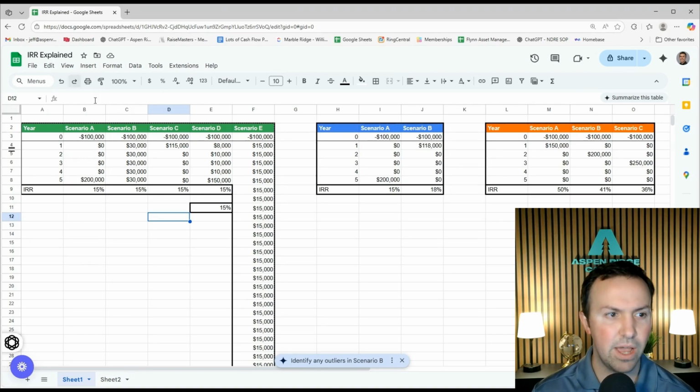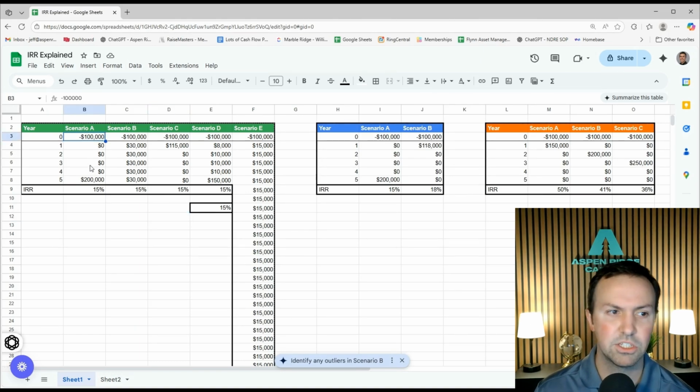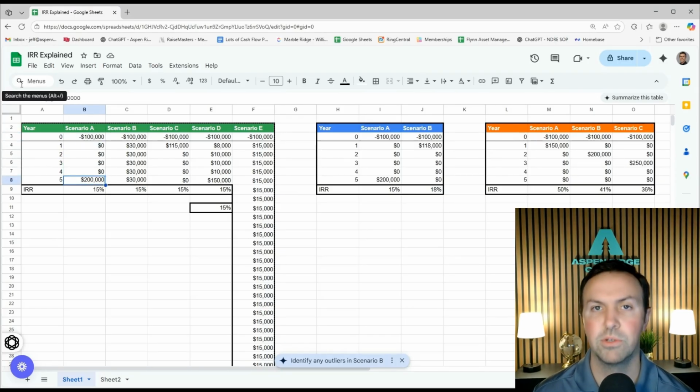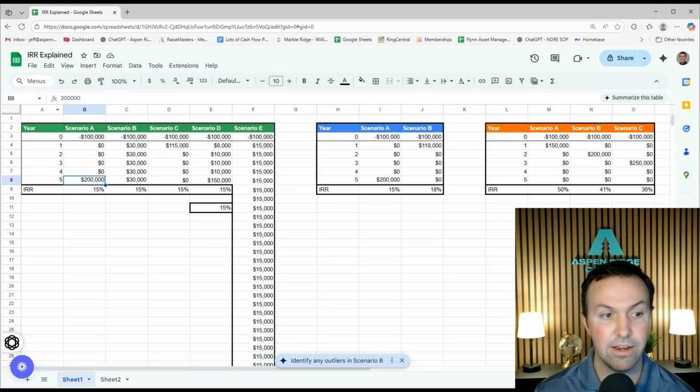So let's look at example A. This would be something maybe like a long-term development, right? It's something that's going to take 2 years to get entitled, 3 years to build, and when it sells, you double your money. Well, that gives you an internal rate of return of 15%. You didn't get any money for the first 4 years, but once the fifth year came around, you doubled everything and you got 15%.